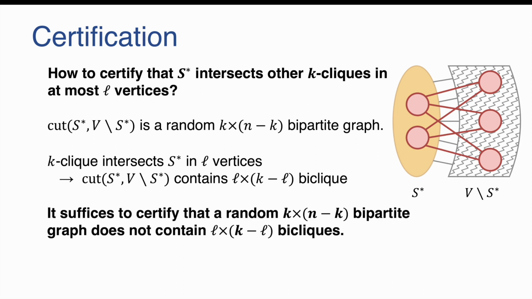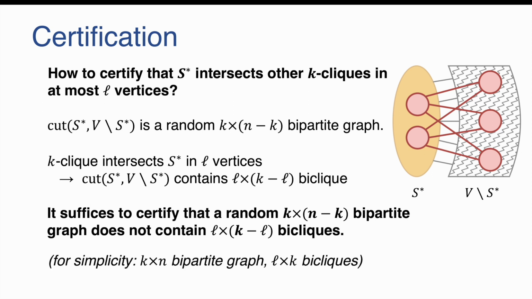Then, it actually suffices to certify that a random k by n minus k bipartite graph does not contain any L by k minus L bicliques, because this implies that any intersection of a clique with S star has size less than L. So from now on, we're going to focus on this certification task. And for simplicity, we're going to show that in a random k by n bipartite graph, there are no L by k bicliques. So instead of n minus k and k minus L, I'm going to work with n and k.